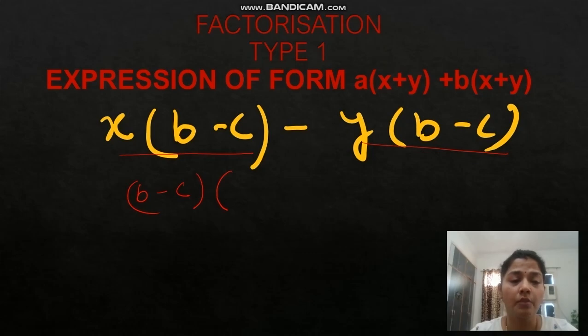So from the first term, what is left behind? x. Now, what is the sign here? Minus. And from the second term, what is left behind? y. So I will write this y here. So what is the answer? (b - c) multiplied by (x - y). When you multiply these two terms, you will get the same polynomial. So this is one question.